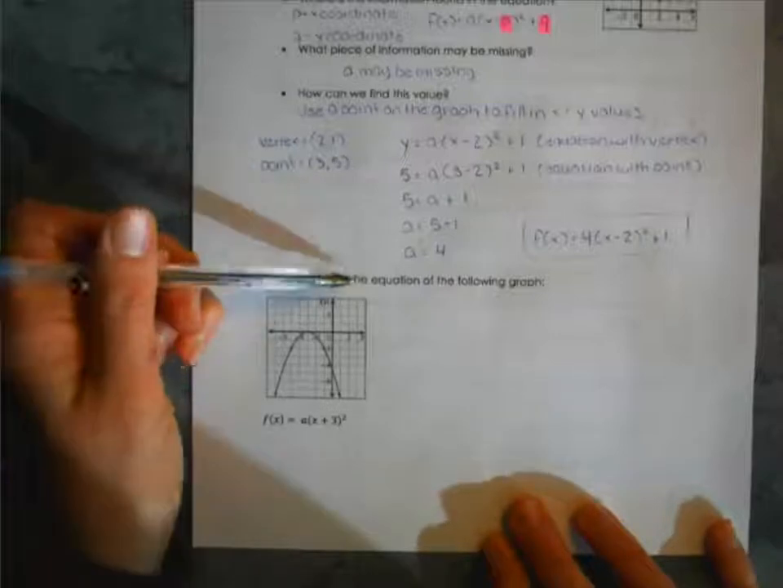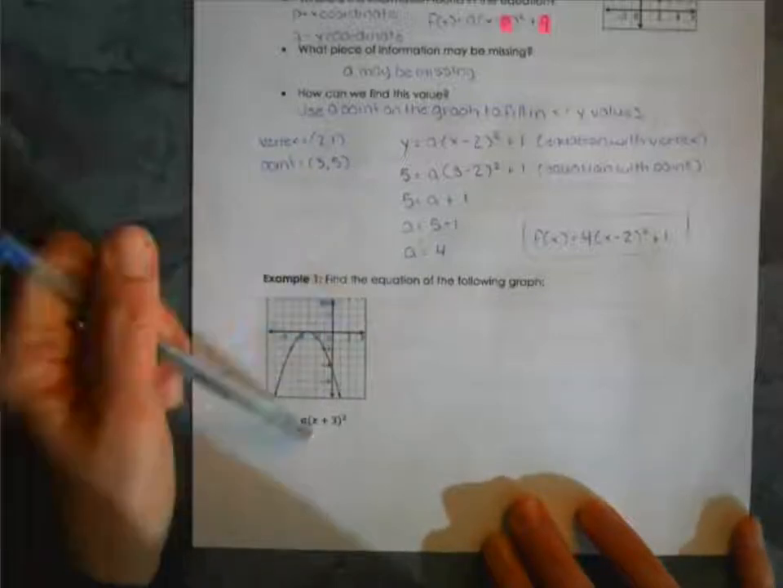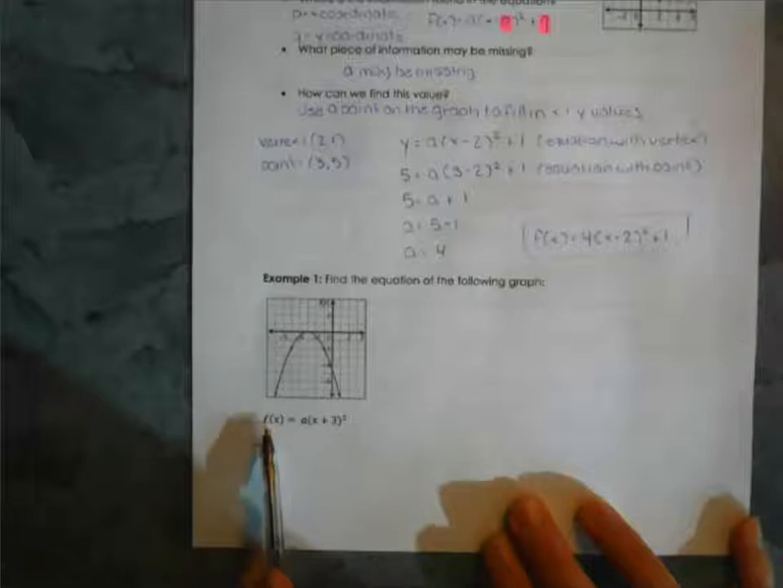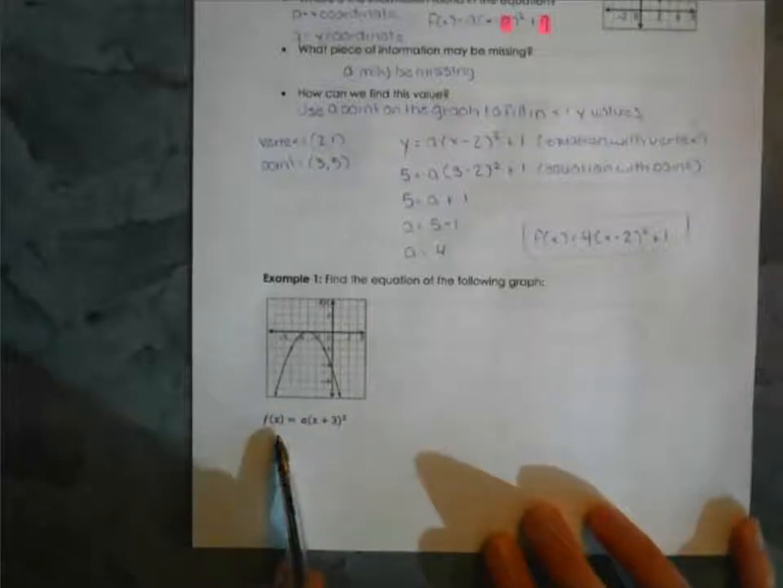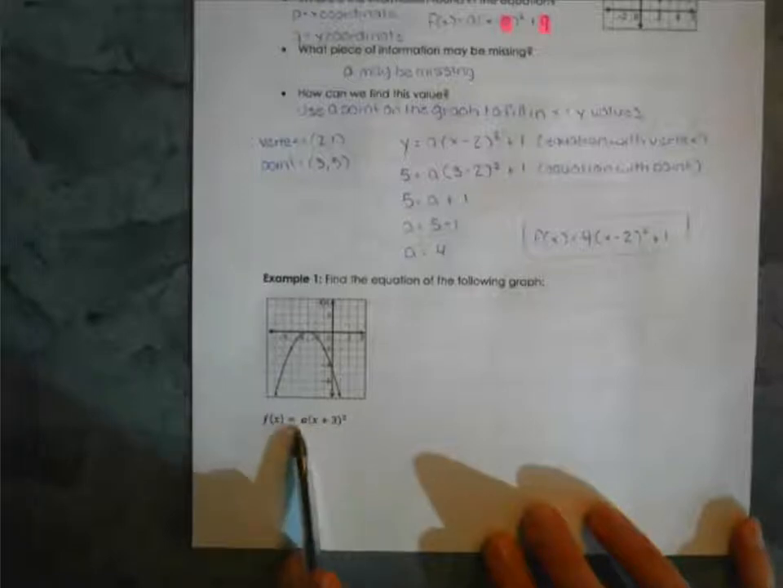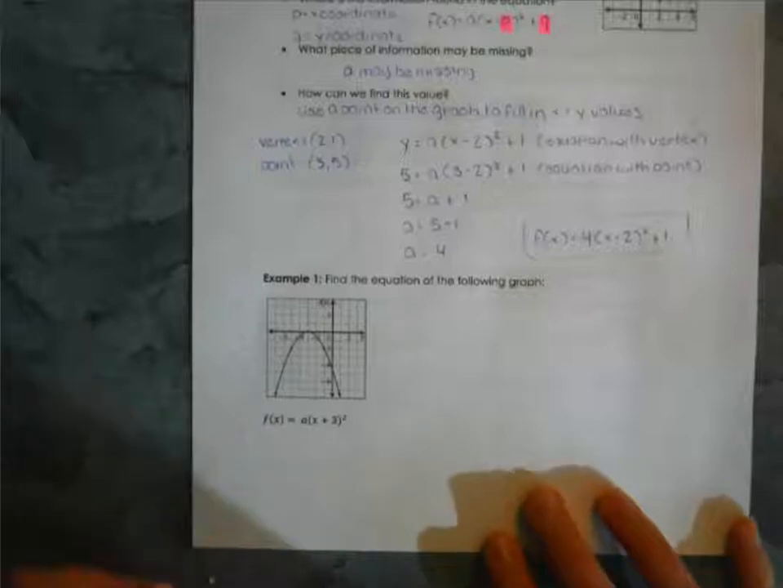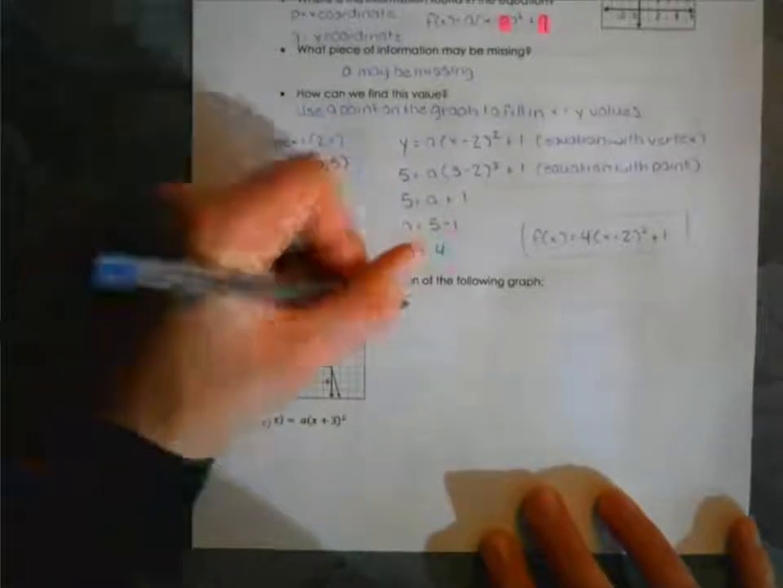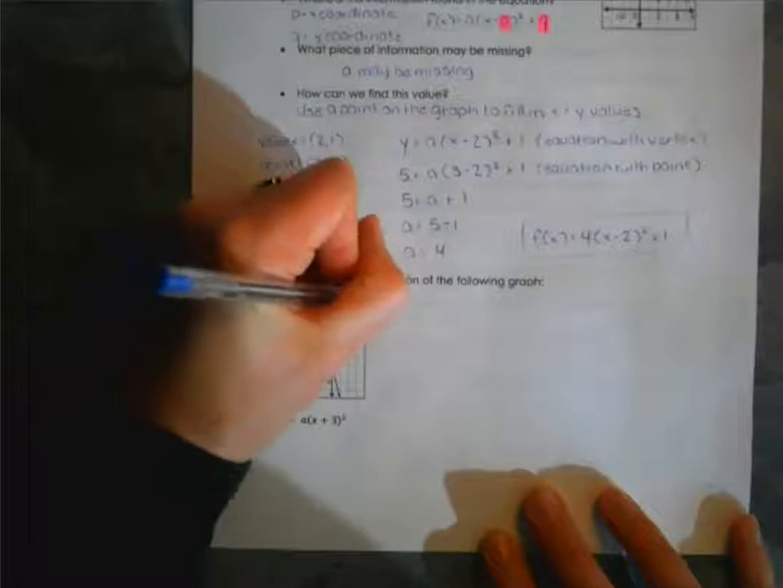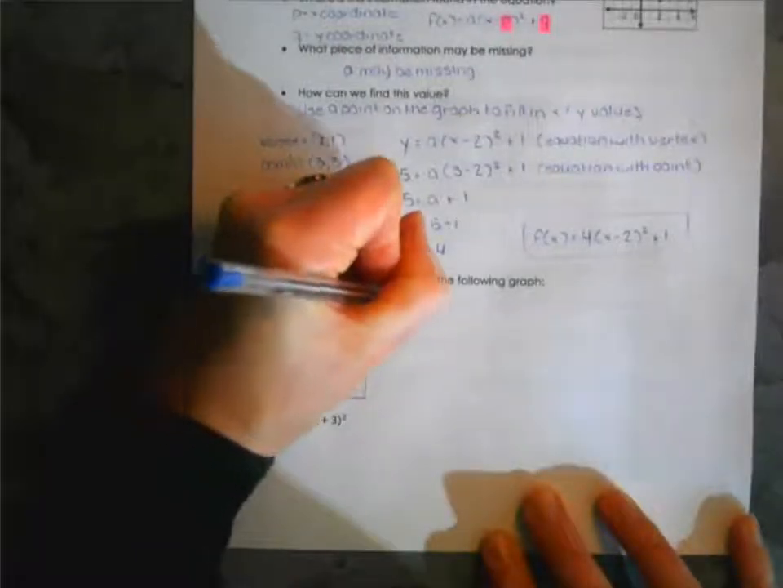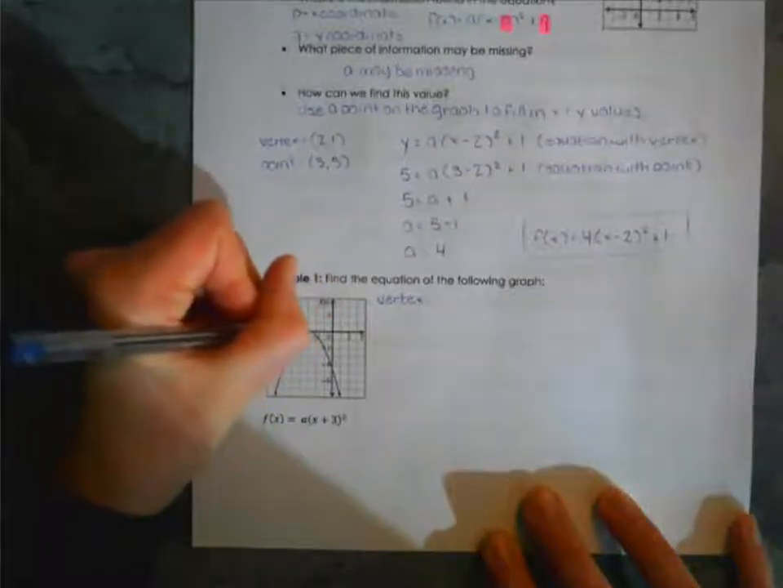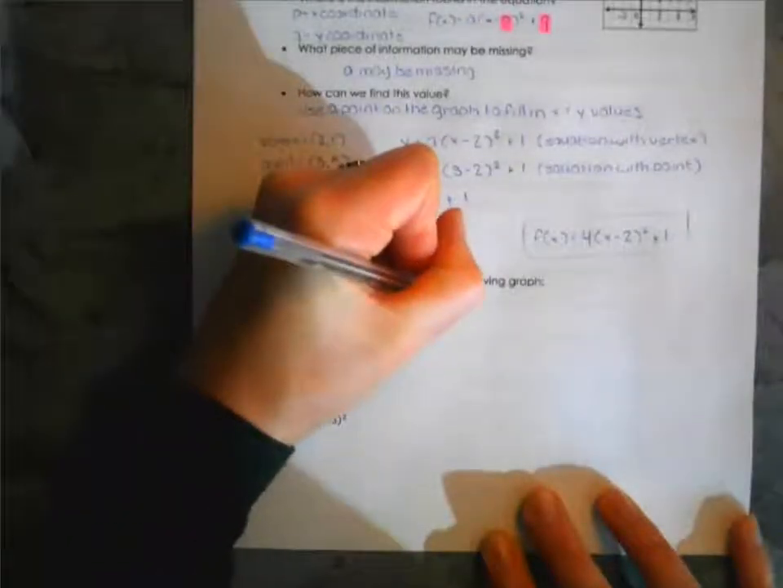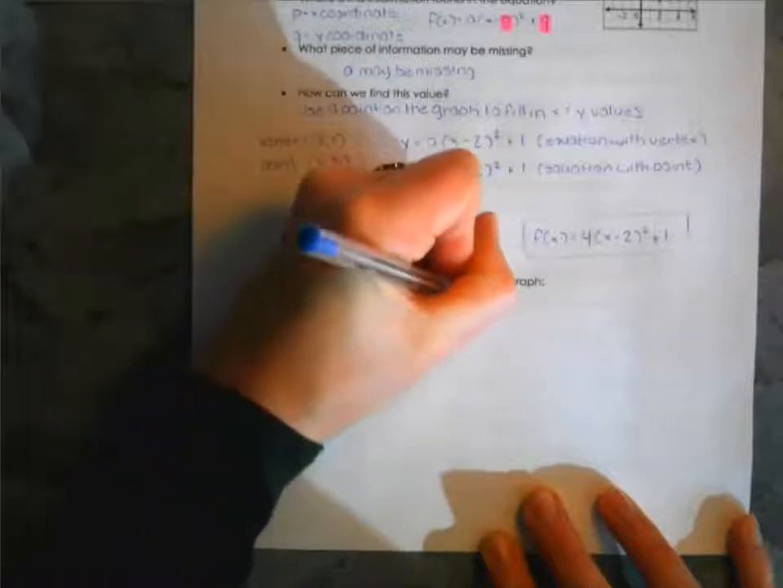Okay, next question. Find the equation of the following graph. So we have the graph here, and we're actually told f of x equals a(x plus 3) squared. So the only thing we need to do to make this a proper equation is have a number value for a there. Okay, so we're going to follow the same exact set of steps. So the vertex of this graph is right here, and we can see that that's at -3 on the x and 0 on the y.